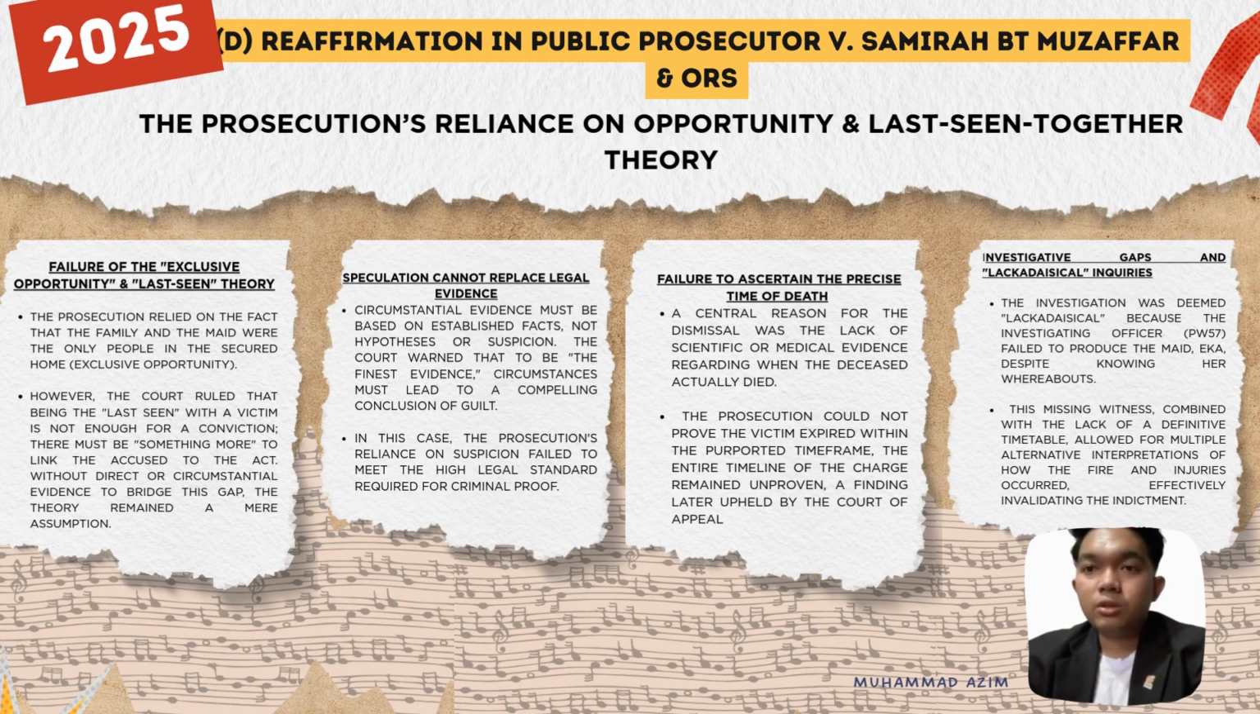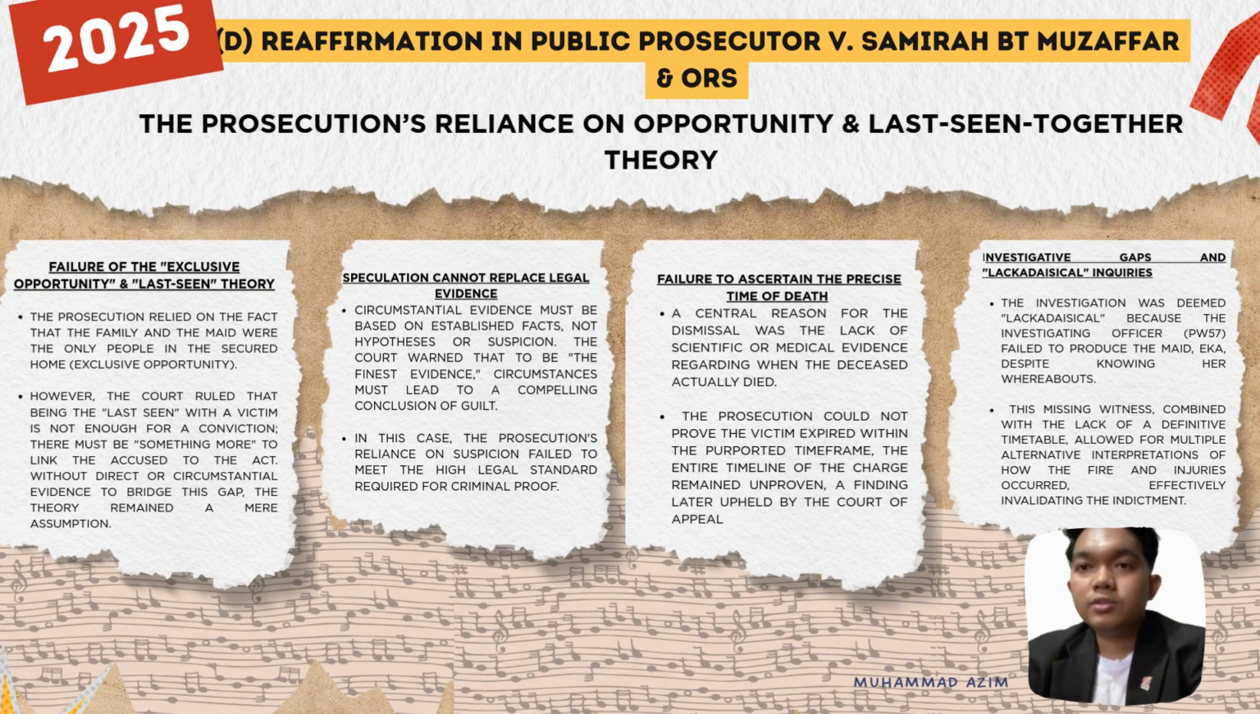Second, we must look at the nature of the circumstantial evidence. The law is clear. Evidence must be based on established facts, not hypothesis or suspicion. The court warned that for the circumstantial evidence to be considered, the finest evidence, it must lead to a single compelling conclusion of guilt. Here, the prosecution relied on suspicion, which failed to meet the high legal standard required in criminal trial. The third one, and perhaps most critical, was the failure to establish the precise time of the death.